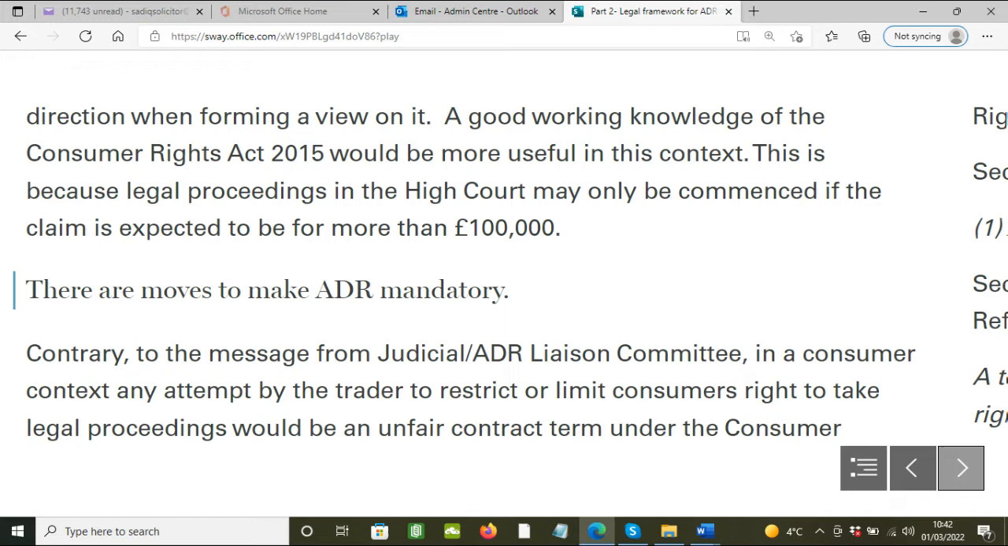This is because legal proceedings in the High Court may only be commenced if the claim is expected to be more than £100,000. That figure makes consumer disputes before the High Court extremely unlikely. So therefore, contrary to the message from the Judicial Liaison Committee, and certainly in a consumer context, any attempt by the trader to restrict or limit a consumer's right to take legal proceedings would be an unfair contract term.